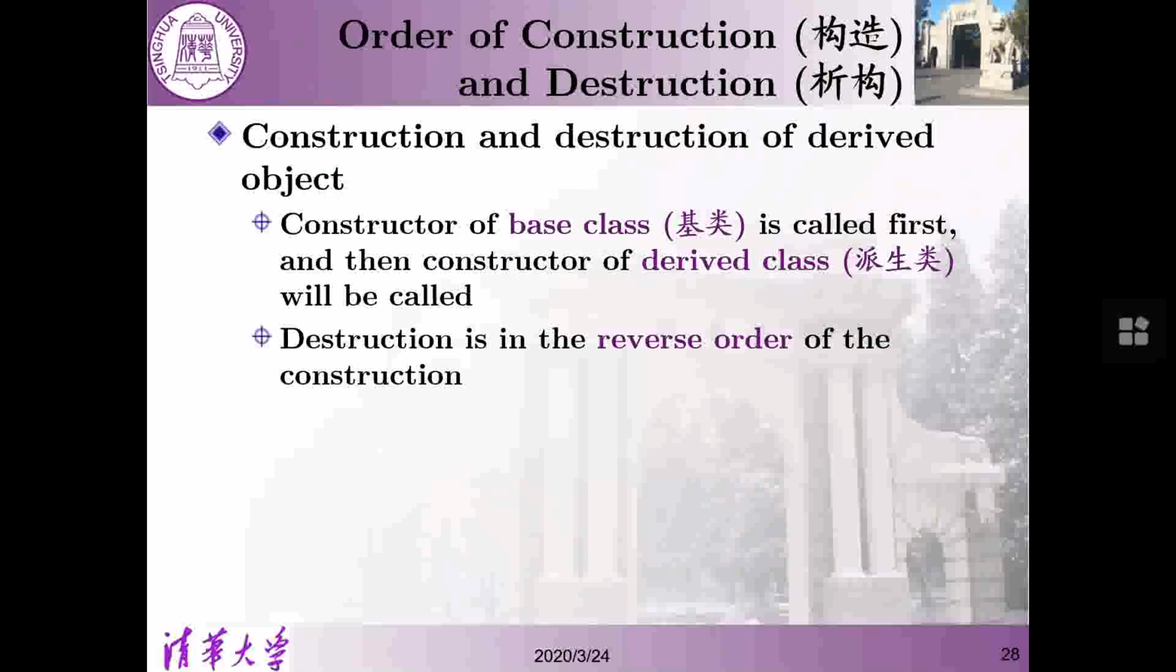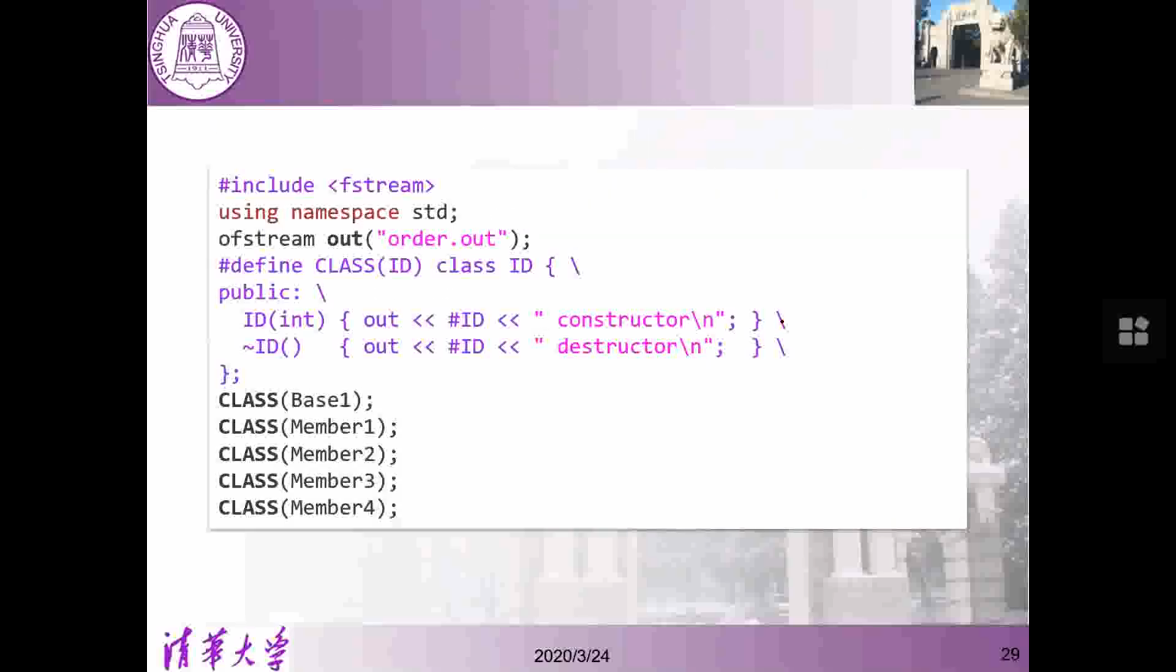Order of the construction and destruction. We just need to memorize it, I think. First is the base class object, and then the derived class object. This is the order of the construction. And then the destruction is in the reverse order. Okay? Reverse order. So here is an example showing how the objects are being constructed and destructed.